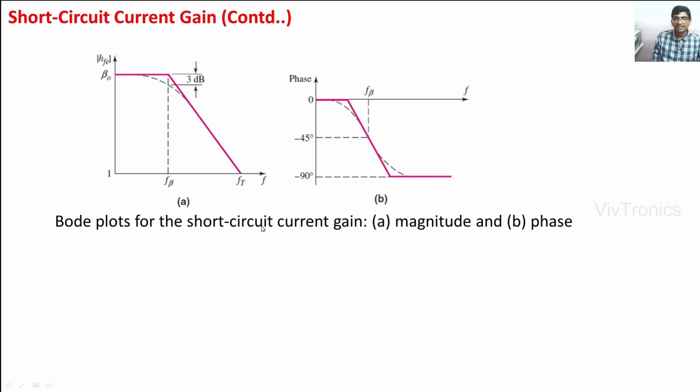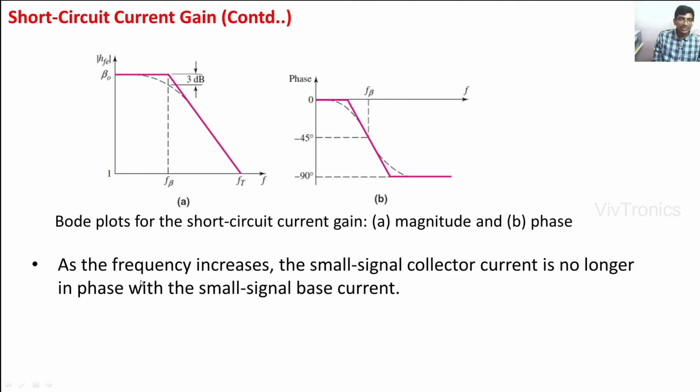This is the Bode plot for the short circuit current gain, and this one is the graph for the magnitude, and this one is the phase graph. If you see the magnitude plot, the gain is decreasing at high frequencies, and similarly at high frequencies the phase is going toward minus 90 degrees. So as the frequency increases, the small signal collector current is no longer in phase with the small signal base current. From the phase curve we can understand that the small signal collector current IC is no longer in phase with the small signal base current IB.